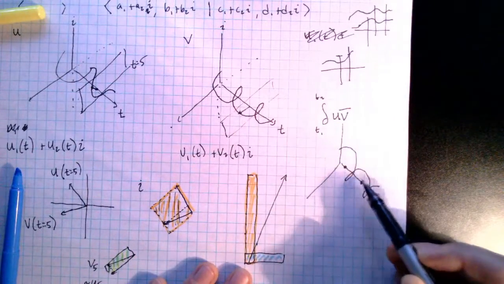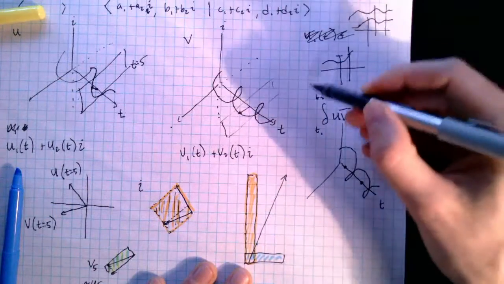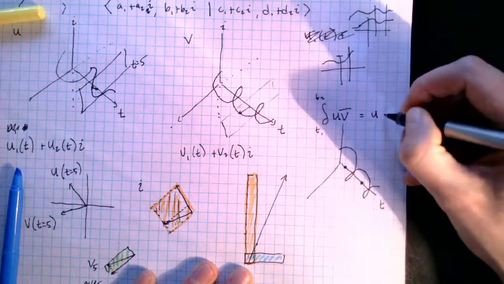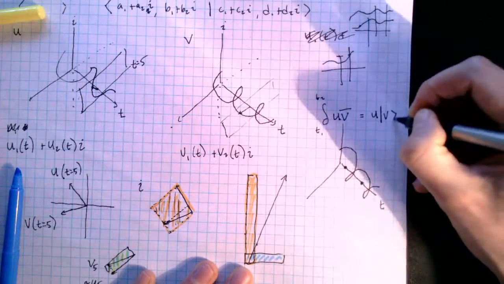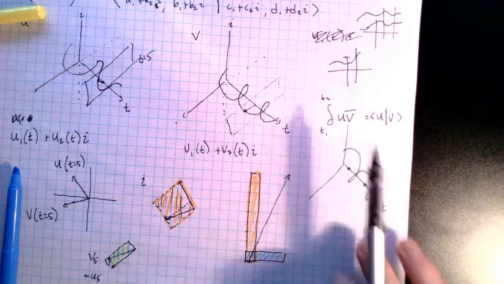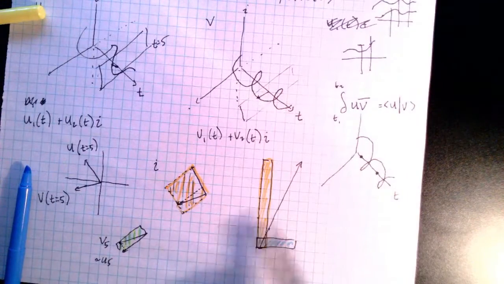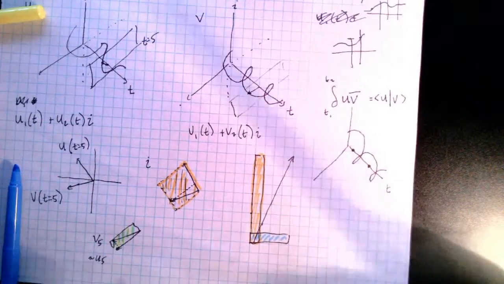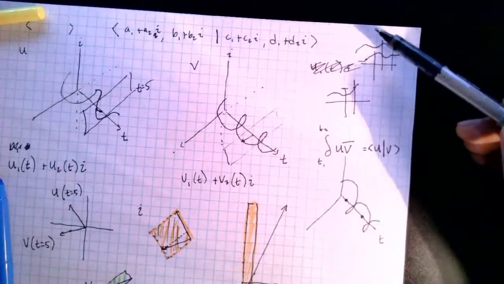So this is the final answer. Like this right here is equal to u times v, their inner product. And that's really all the intuition is. You just do our little process that we're used to. You just do it at every t value, and then you integrate this new function, which is exactly what you'd expect when you think about it.